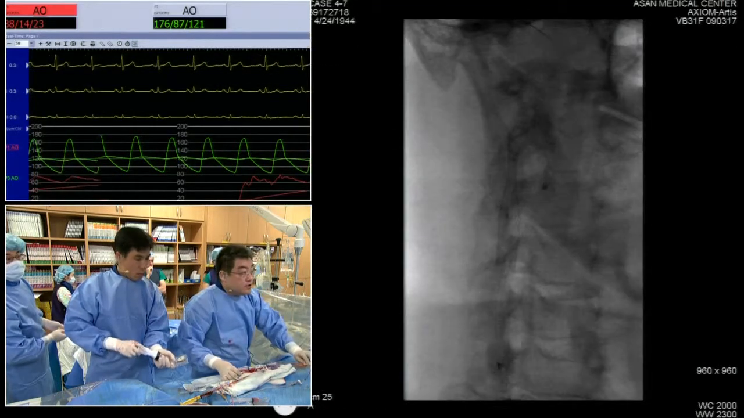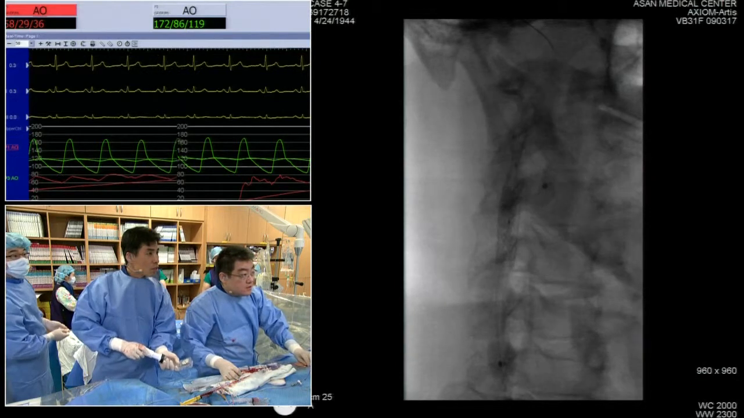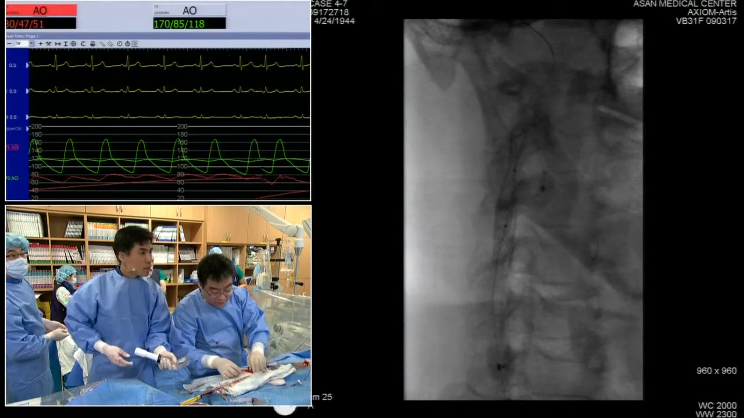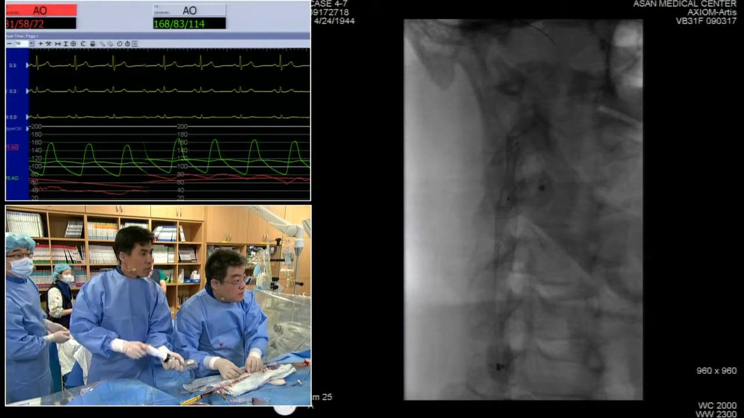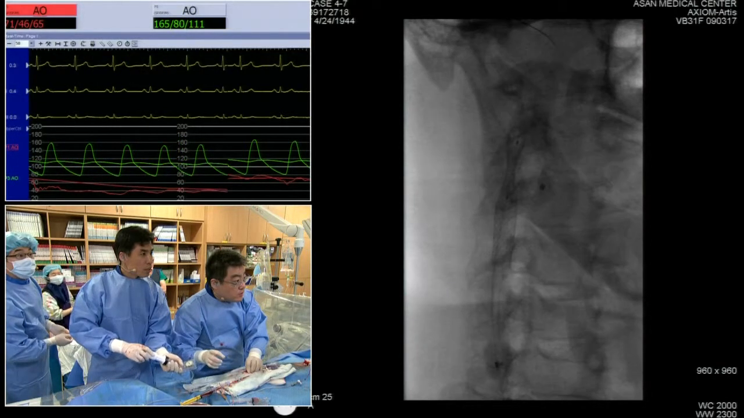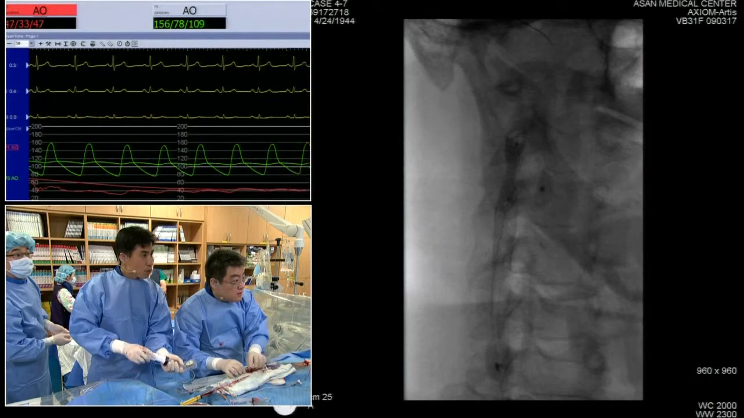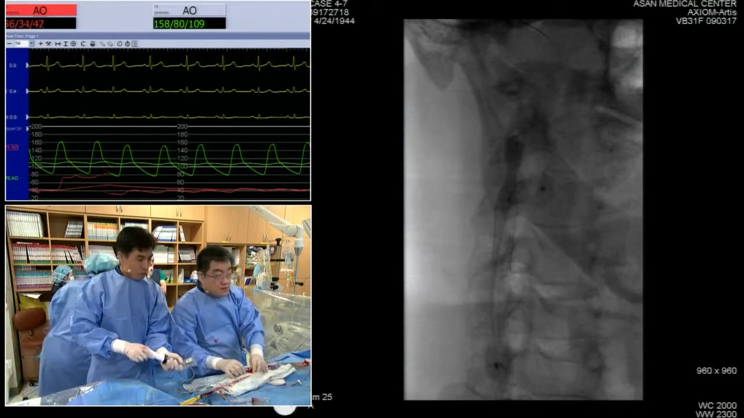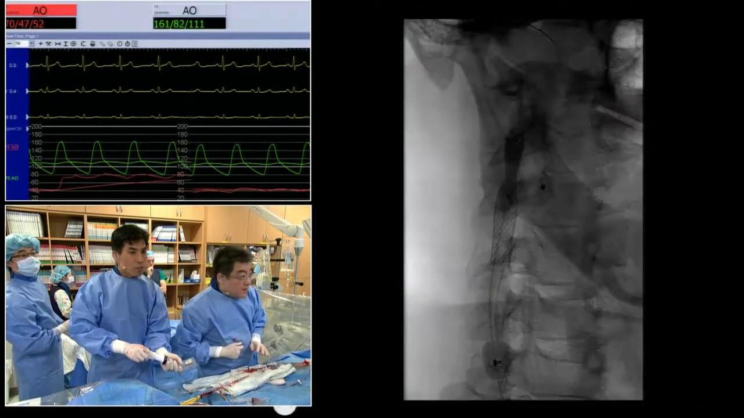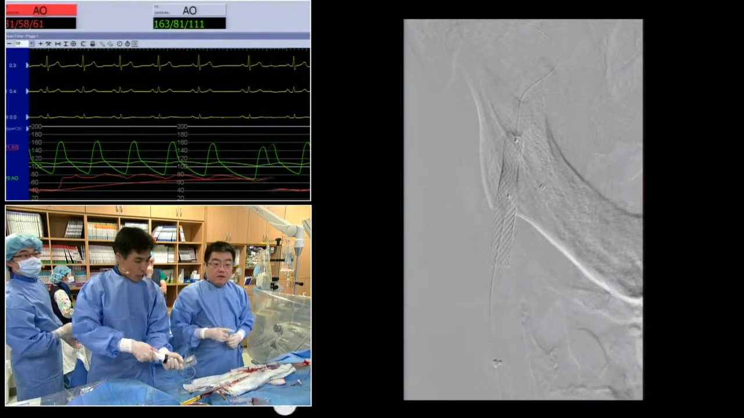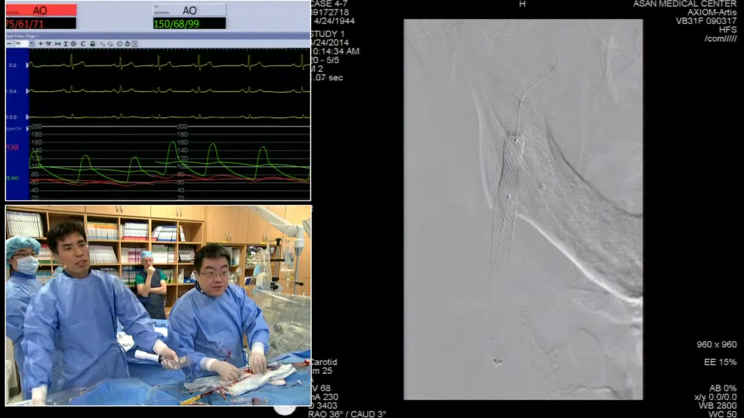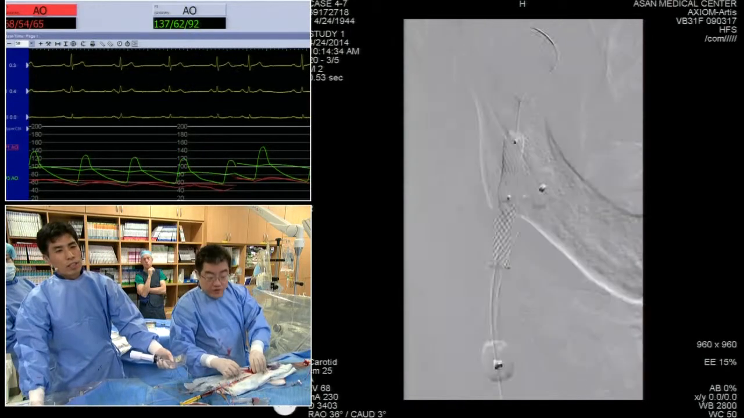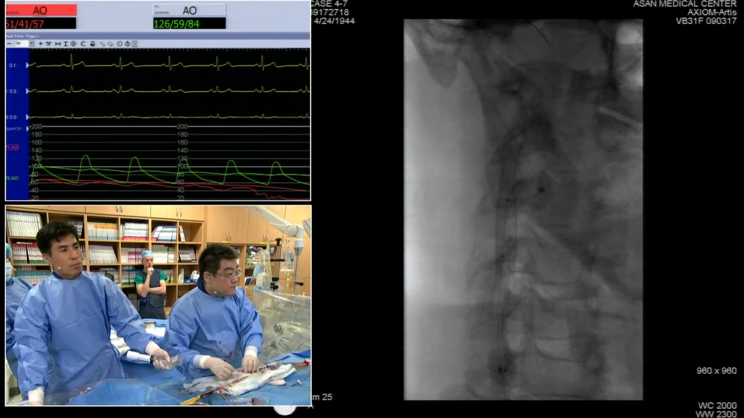We will do a post-dilatation here. Let's go to 6. Down. The balloon is moved backward. Now, 4. 6x20. Blood pressure is 160. Okay, down. The heart rate is 46, 48. Okay, no problem.